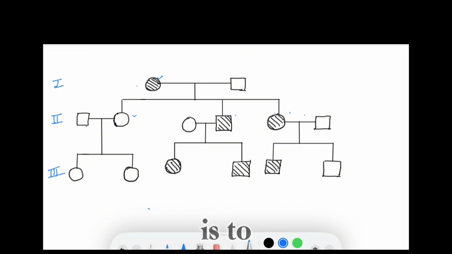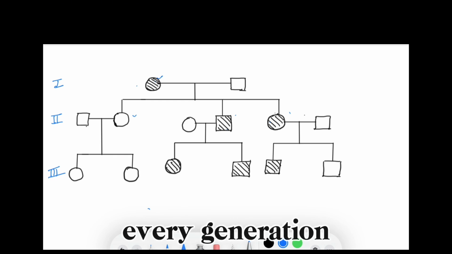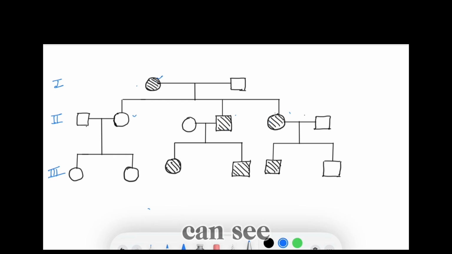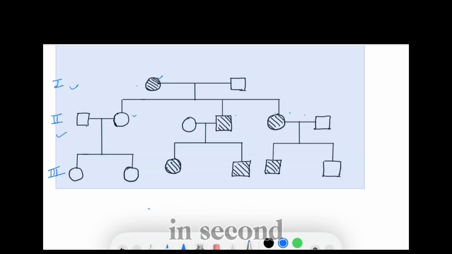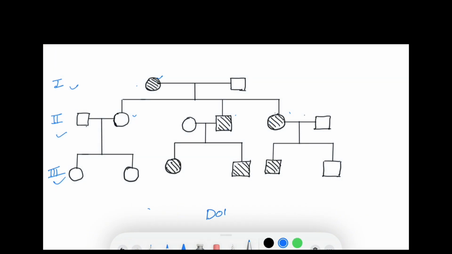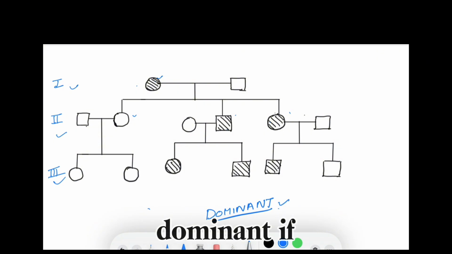The first step is to see whether the disorder is seen in every generation or is being skipped. So we can see it is seen in the first, in the second, and in the third. It means it is a dominant trait. So the first step is to see whether the trait is seen in every generation or is being skipped. If it is present in every generation, it is dominant. If it is skipped, then it is recessive. So this is dominant. Now we have to find out whether it is autosomal or sex-linked.